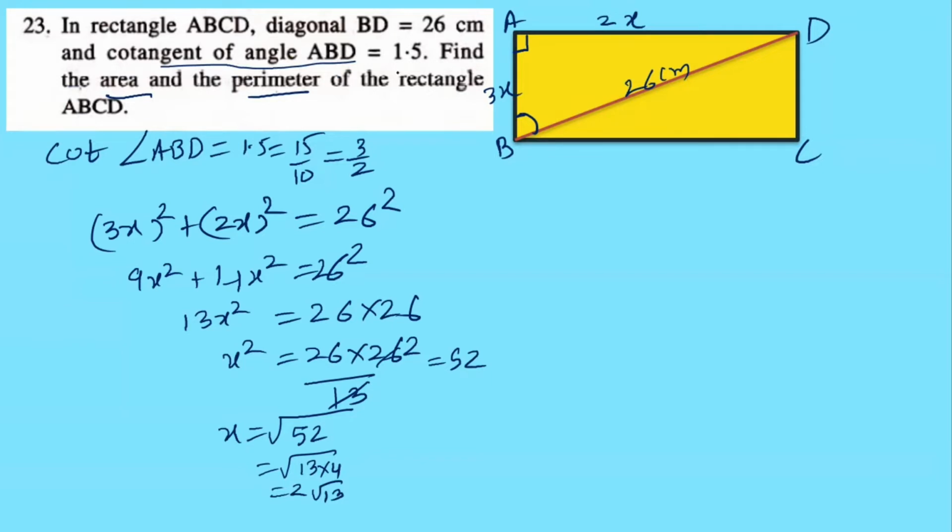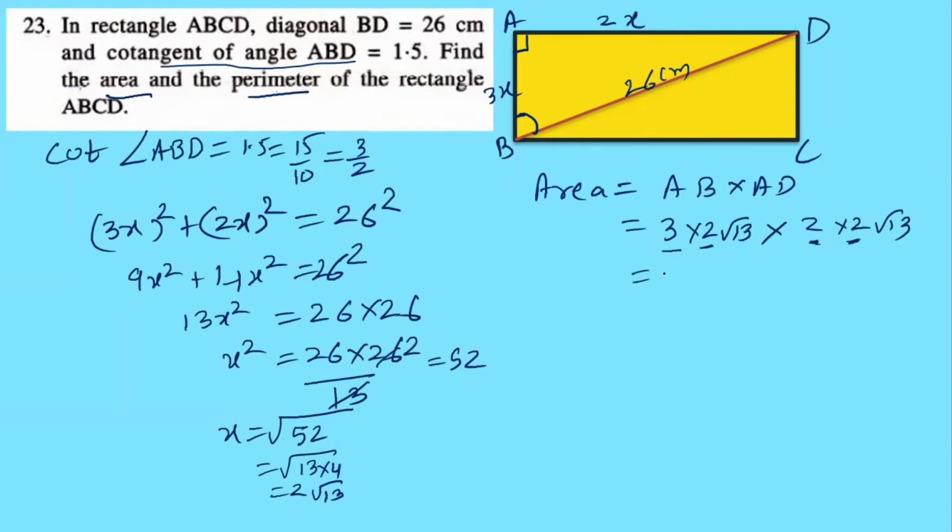Now you are asked to find the area. So we have the area of this rectangle. Area is equal to AB into AD, that is length into breadth, where AB is 3x, that is 3 times 2 root 13, and AD is 2x, that is 2 times 2 root 13. So 3 times 2 is 6, 6 2s are 12, 12 2s are 24. So this is 24, and root 13 into root 13 is 13. So 24 into 13, we get the area as 312 square centimeter.